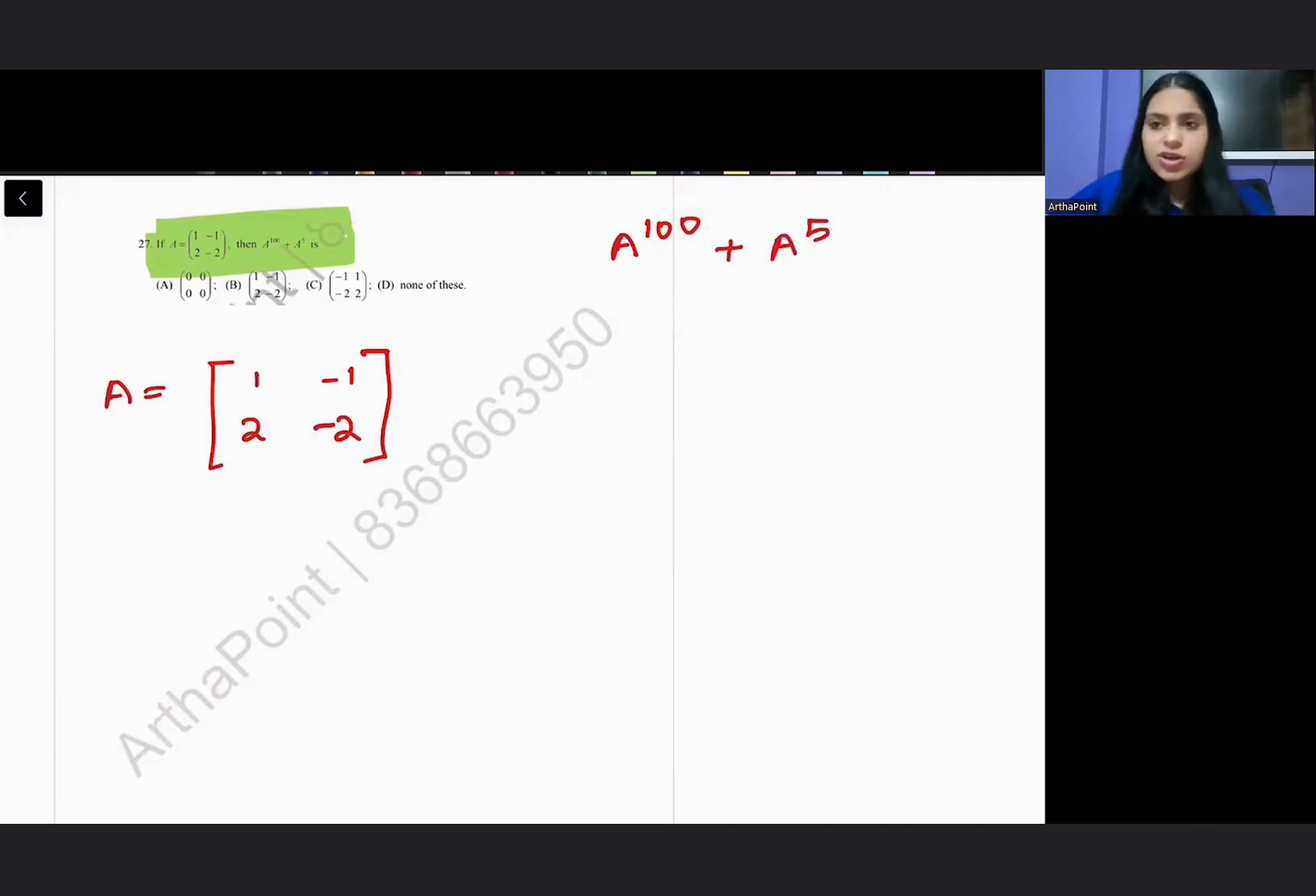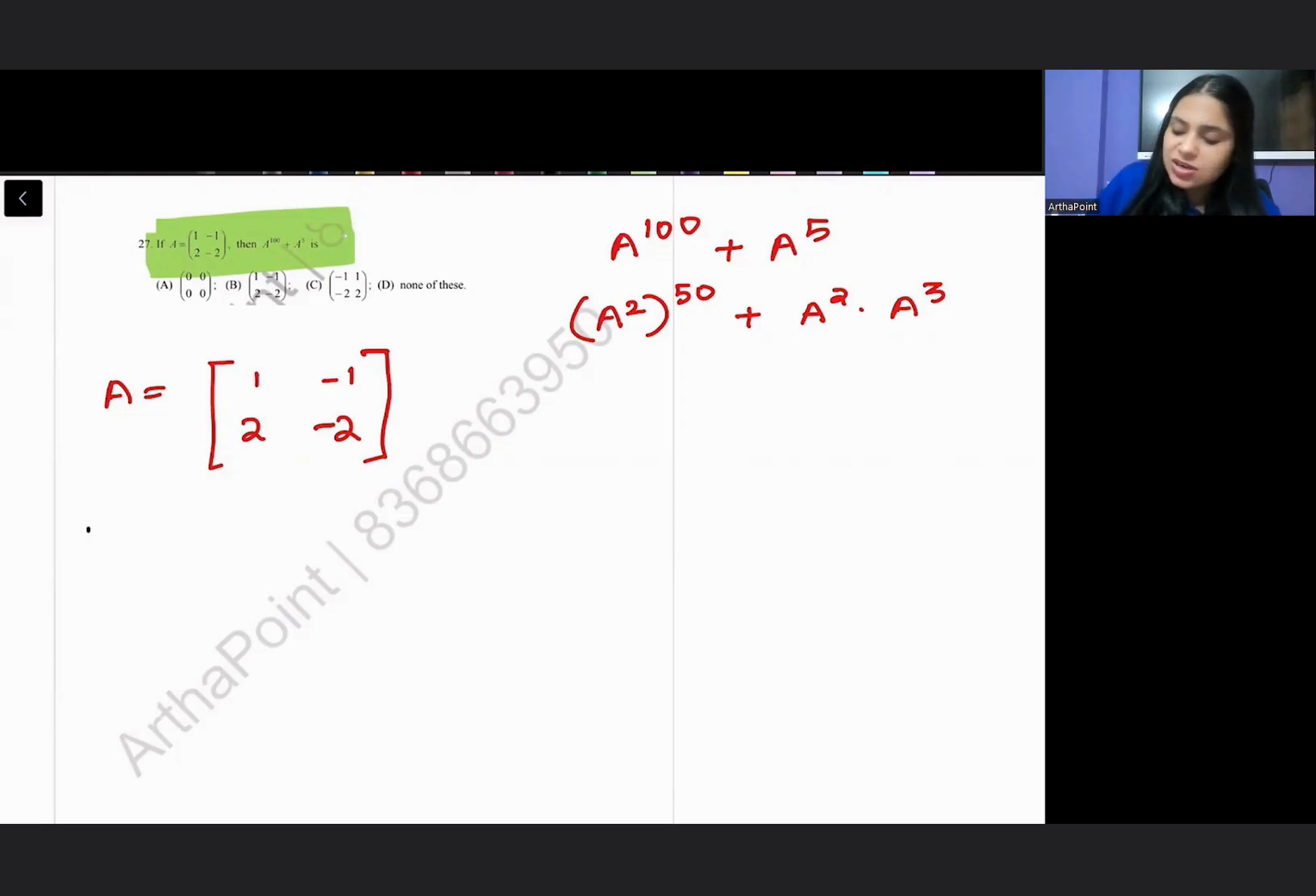Let us try to understand this thing a bit. This can be written as A to the power 2 to the power 50. And this can be written as A to the power 2 into A to the power 3. So what I require will be A to the power 2 and A to the power 3. If I know that, then somehow I will get some information about how to solve this question.